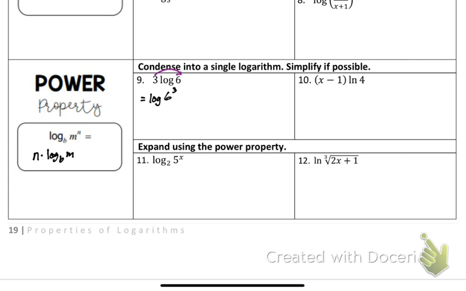Now we should simplify this. 6 times 6, 36, times 6, 216. Can someone double check me on that? No. Okay, good.